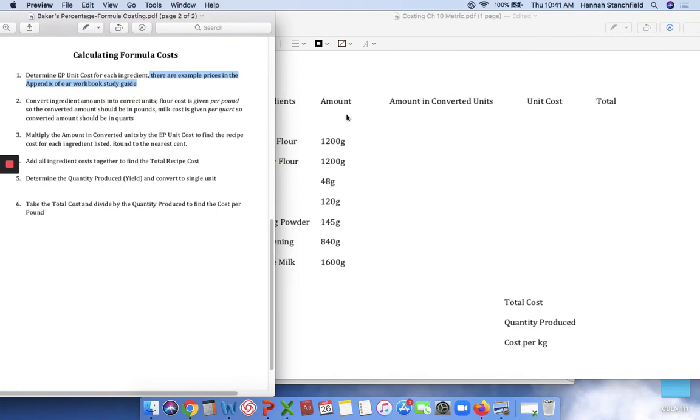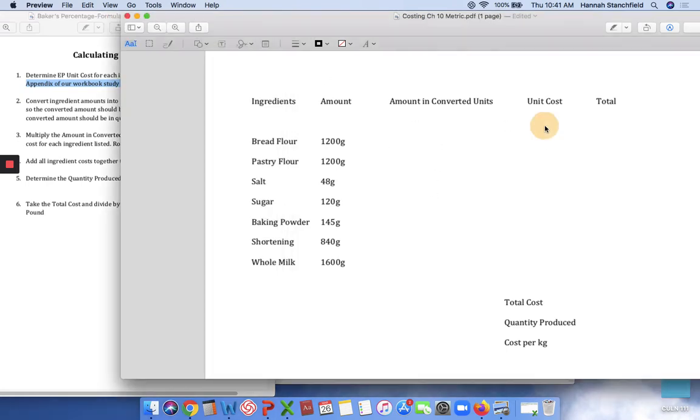Okay, when we're calculating formula costs, the first thing we do is determine the EP unit cost for each ingredient. This is given to you in the back of your workbook on page 97. So for example, we'll fill in this column first. We want to find our EP unit cost.